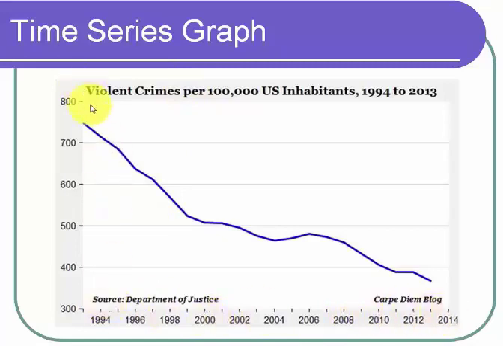So here's an example. This is a time series graph of violent crimes per 100,000 U.S. inhabitants from 1994 to 2013. So we can see very clearly that as time has moved forward, the violent crimes per 100,000 inhabitants has really gone down by a lot. So it may seem like things have gotten less safe, but that's actually not true at all. So be careful about having that feeling that it's gotten more dangerous.